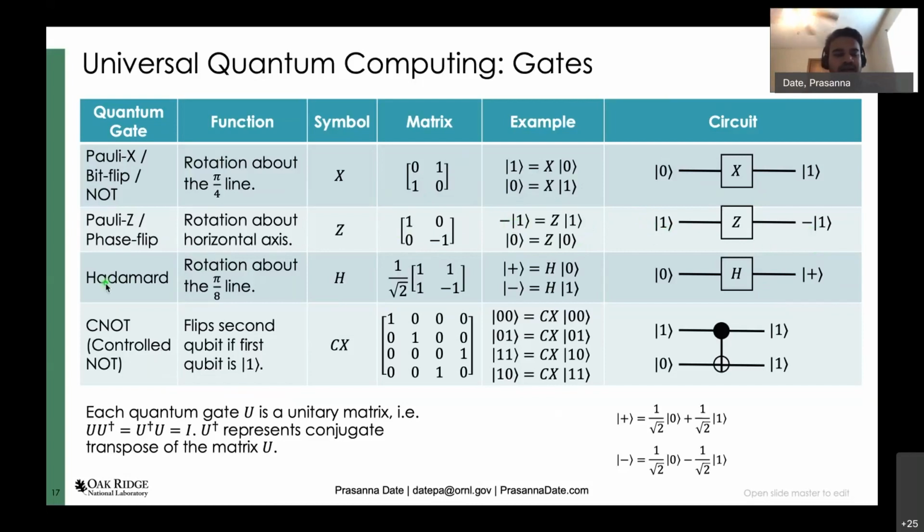And this is how you represent it diagrammatically. The third gate is the Hadamard gate, and this is one of the slightly more important quantum gates. It rotates your quantum system about the pi by 8 line, is denoted by H, and the matrix is shown here. What this does is it changes the ket 0 state to the ket plus state, and the ket 1 state to the ket minus state. The plus state is 1 over root 2 ket 0 plus 1 over root 2 ket 1, and the minus state is 1 over root 2 ket 0 minus 1 over root 2 ket 1.